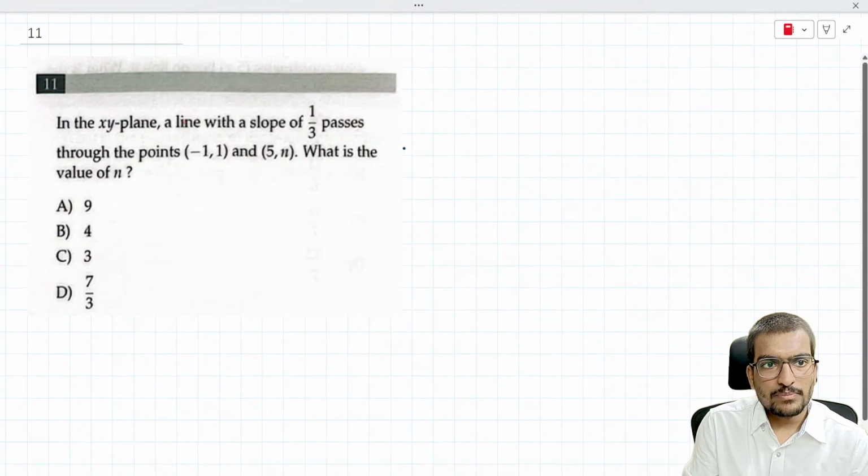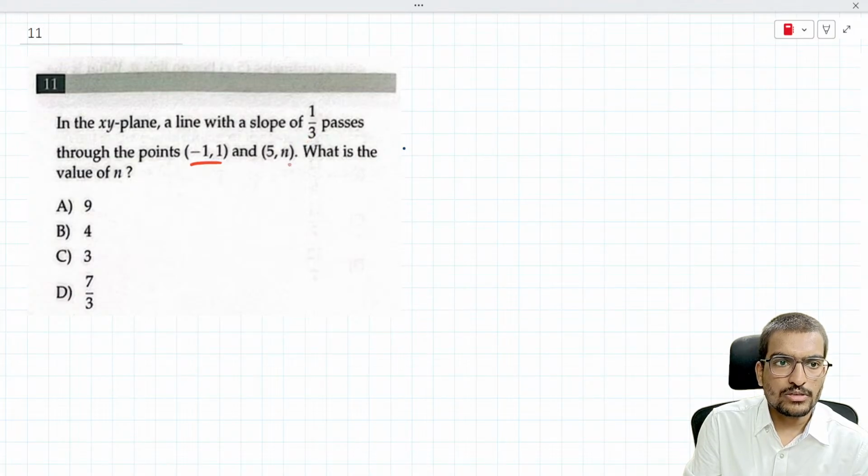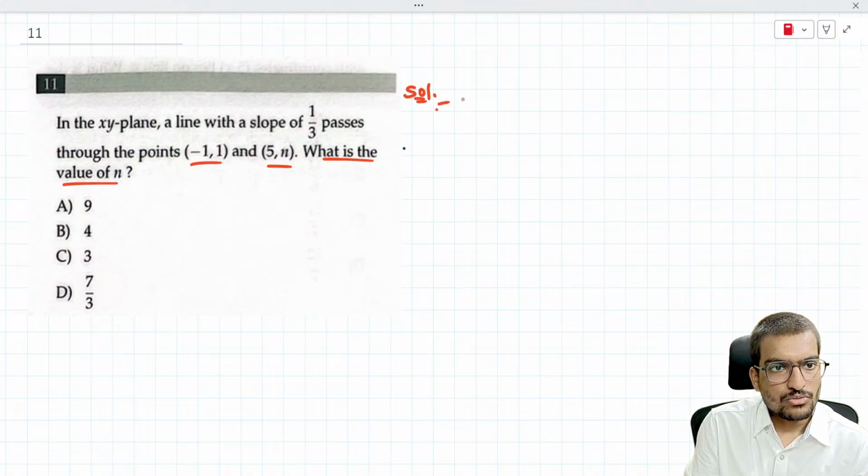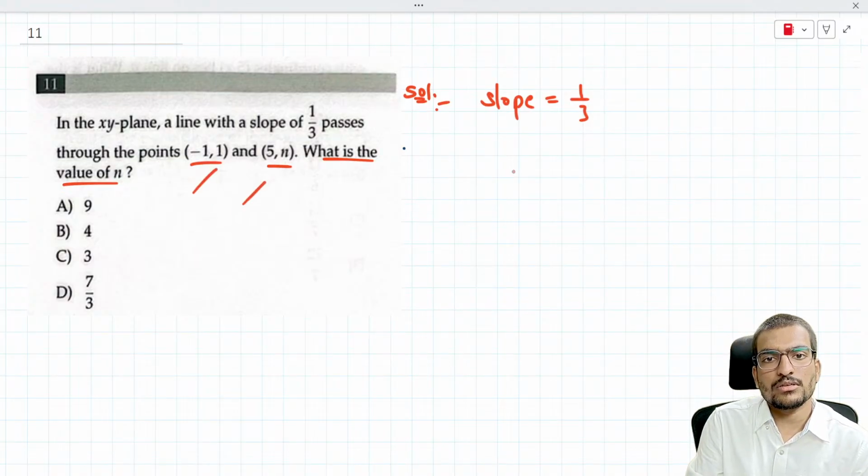In the xy plane, a line with slope 1/3 passes through these two points. What is the value of n? Here they have given the slope equals 1/3, and it passes through these 2 points.